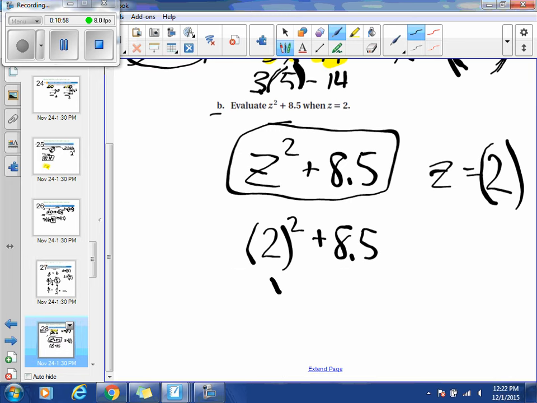Order of operations tells me do exponents first, and then add. All right, finish evaluating that problem on your paper. Make sure your notes are complete and raise your hand so we can check them and we can move on.